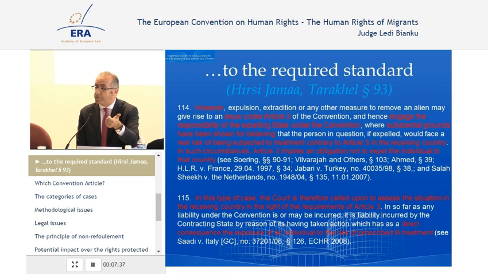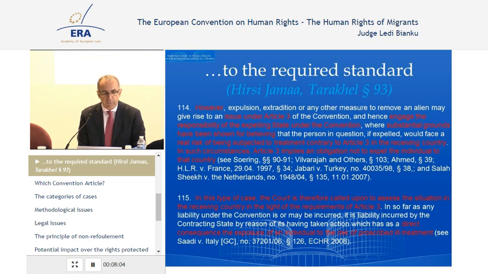It's a question of risk. For example, in MSS, Tarakhel, and other cases, we've been dealing with general risk or individual risk, to treatment contrary to Article 3 in the receiving state, the threshold of Article 3. So in this paragraph, you find all the elements of the court's analysis in asylum cases.